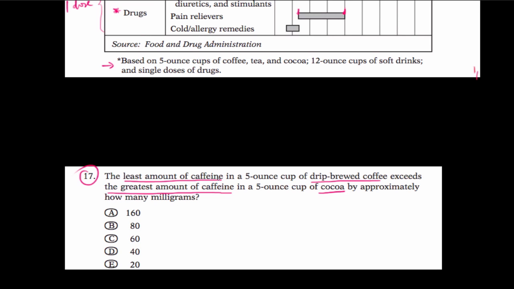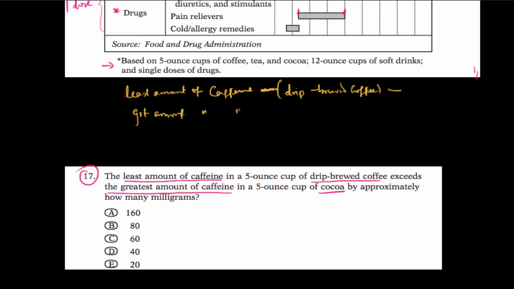So I need to know the least amount of caffeine in the drip brewed coffee. And then similarly, I need to know the greatest amount of caffeine in cocoa. So when I know this and I know this, I want to know the gap between the two of them. So that will help me in answering this question here.